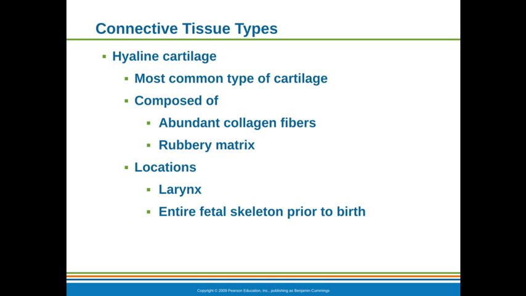All right, so hyaline cartilage. Now, it's the most common type of cartilage. It has abundant collagen fibers. It's a rubbery matrix. It's found in the larynx, that's in your throat, your voice box, so to say. And it's actually the entire fetal skeleton prior to birth. So before birth, your skeleton actually begins as hyaline cartilage, and then it begins to be replaced, so to say, by our osteocytes. Those are the cells that are going to make bone, and they will eventually completely convert it to bone by age 2.